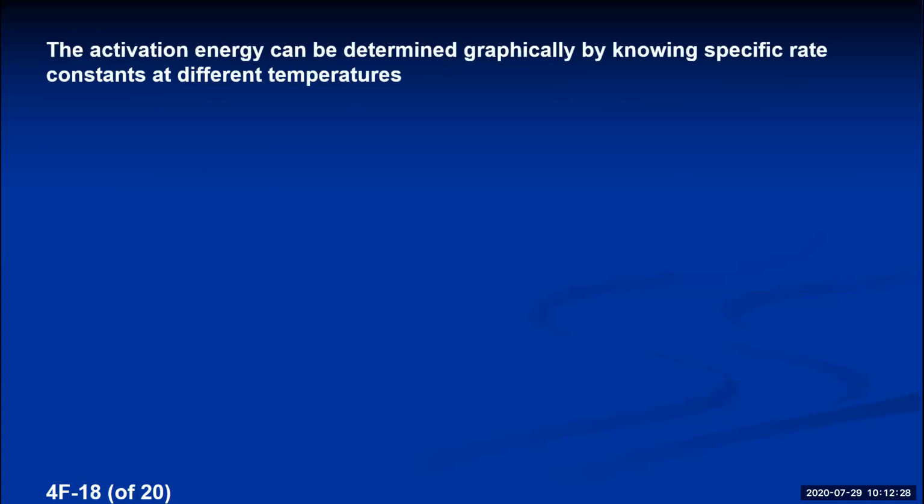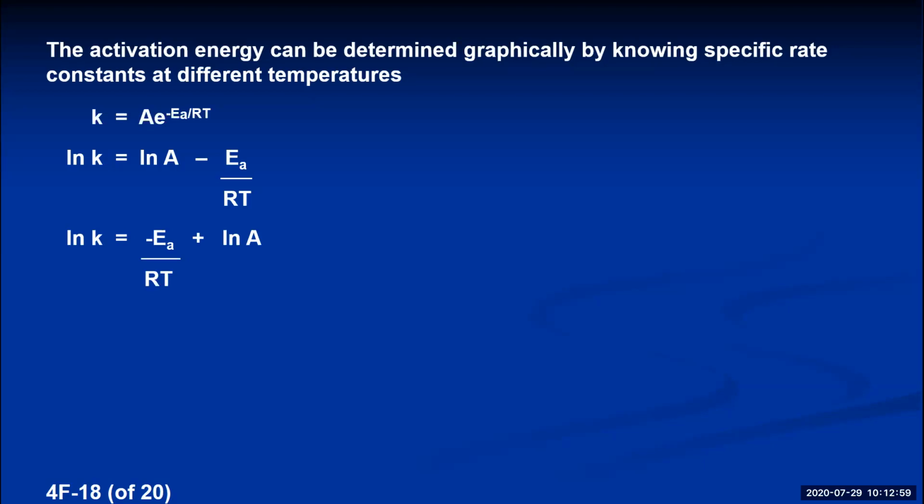So the activation energy can be determined graphically if you know the specific rate constants at different temperatures. Now, how do we do that? If this is the equation that Arrhenius said the specific rate constant equals, it's the pre-exponential factor times e to the negative E sub a over RT, I'm going to take the natural log of this entire equation. If I do, I'll get natural log of K equals natural log of A minus E sub A over RT. If I switch those two terms around on the right side, I have natural log of K equals negative E sub A over RT plus natural log of A.